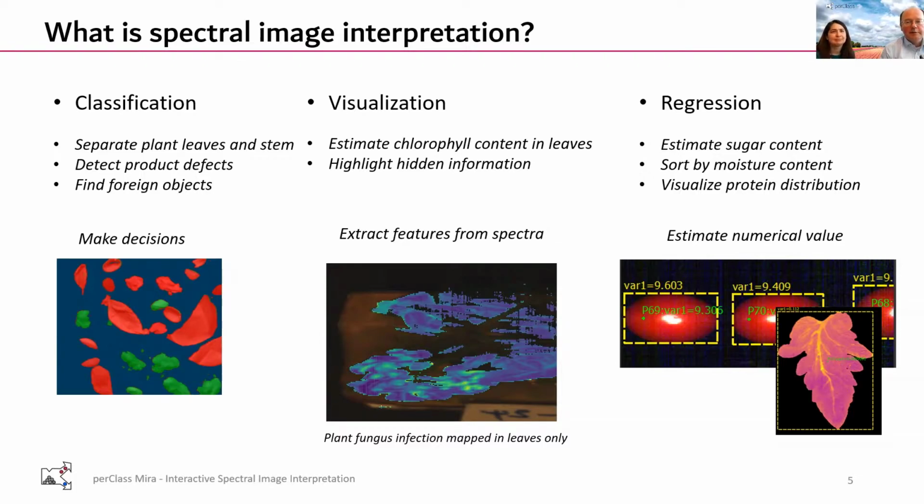And the third one is regression or estimation, where we try to estimate some quality characteristics such as sugar content from a tomato or the dry matter content in a tomato, and so on. So these are roughly the areas, and today we would like to focus on classification, visualization, and tomorrow on regression.